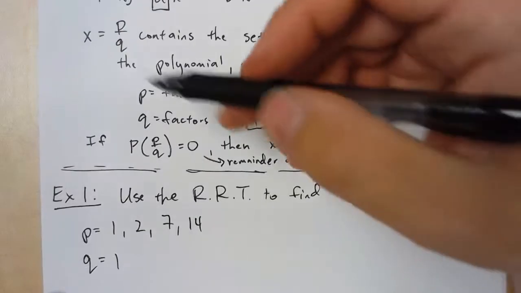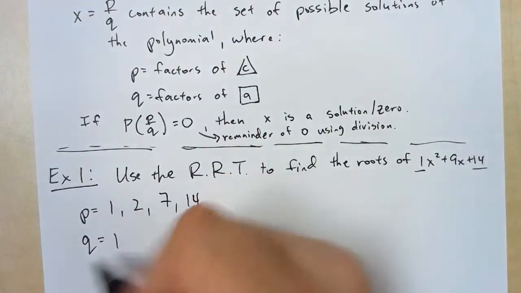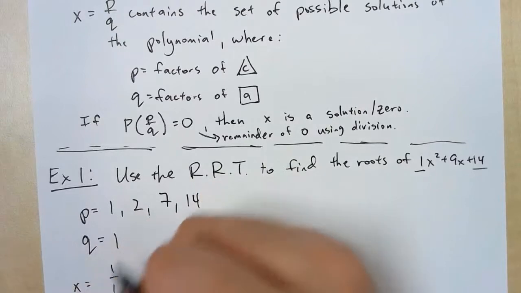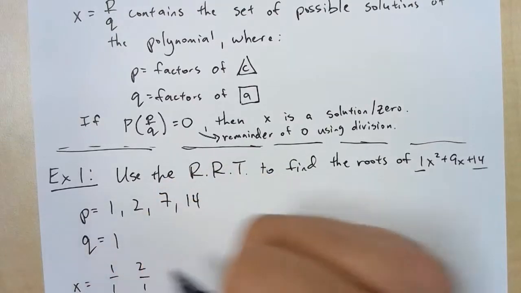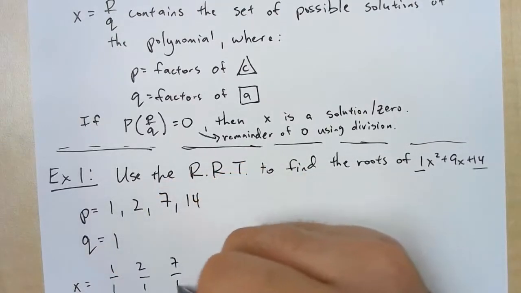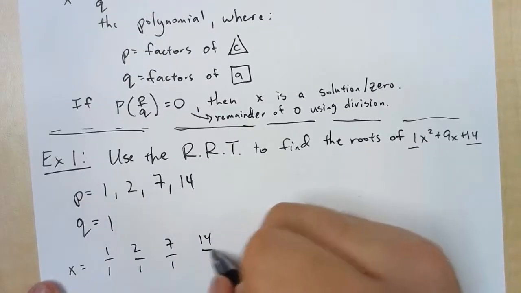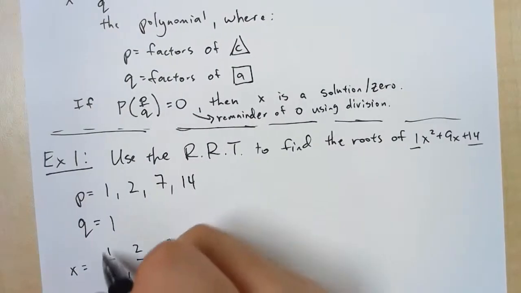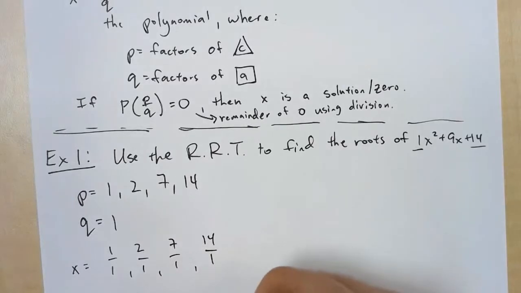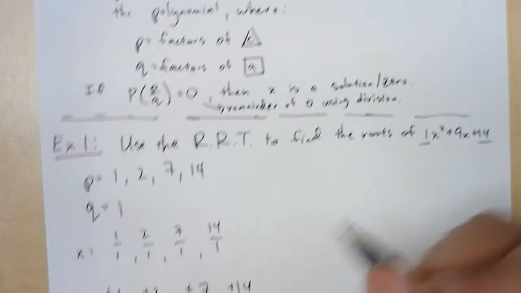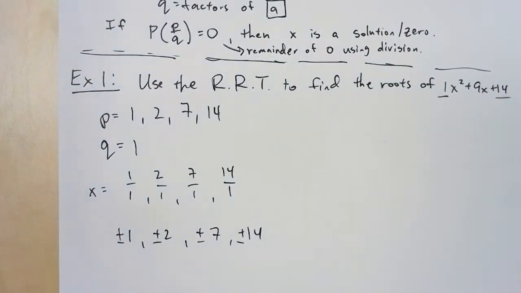So what we have to do is divide these. So we'll take 1 divided by 1, 2 divided by 1, 7 divided by 1, and 14 divided by 1. And then we just simplify them. So we get 1, 2, 7, and 14. And yes, this is kind of straightforward. Like, why didn't I just write those down? It's going to make a lot more sense the next time.